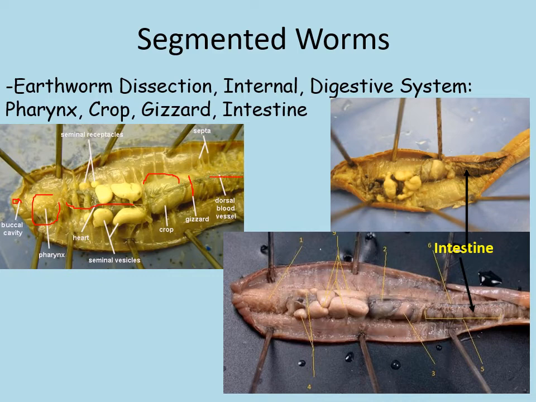And the intestine will travel all the way down the body of the earthworm until the waste exits out the anus. So that's the complete pathway of the digestive system for the earthworm. So what I would actually want you to know are the structures that I think are pretty easy to tell apart. So right after the head, you have the pharynx.